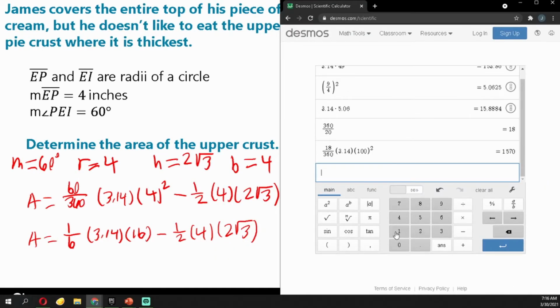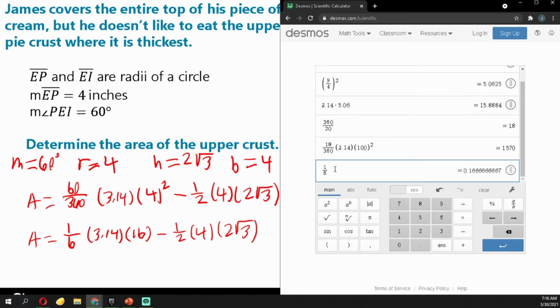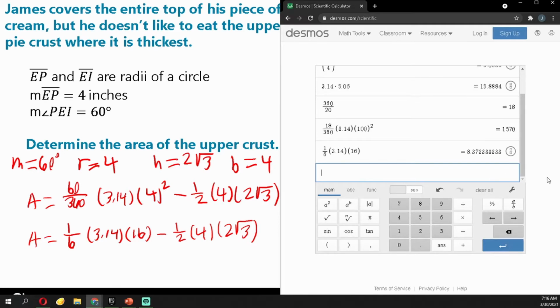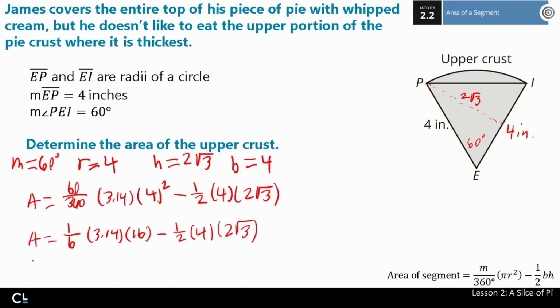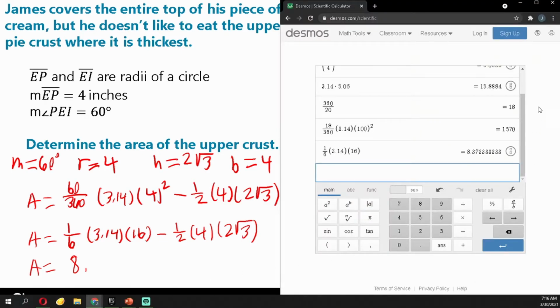Right? And we're going to do 1 divided by 6. Click out of it. Open parenthesis, 3.14. Close parenthesis. Open parenthesis, 16. Close parenthesis. And we click enter and we have our answer. We're going to round to the second decimal place just to keep it even. So now let me write that down. We get A equals 8 point, I already forgot. We get 8.37.